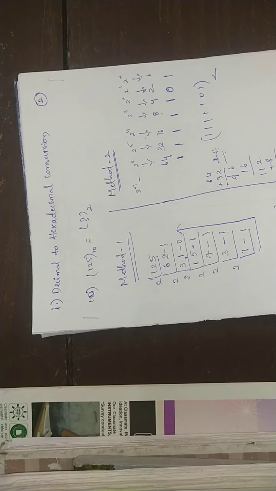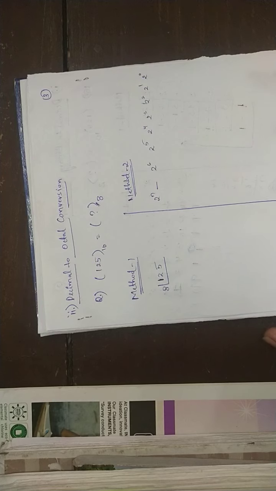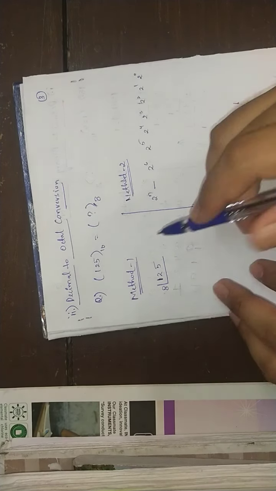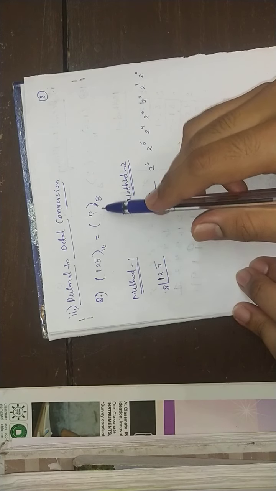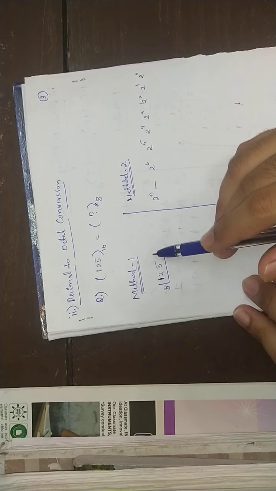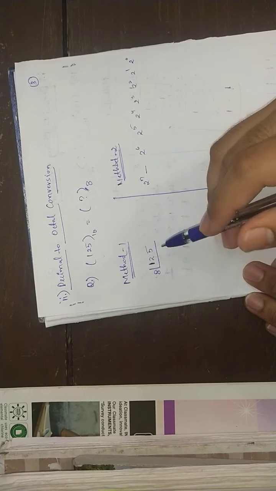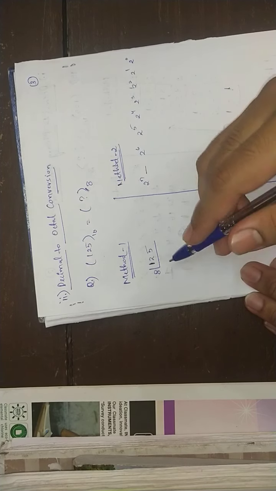Okay, now I am going to explain decimal to octal conversion. And here the same question arises: 125 base 10 is equal to how much in base 8? Now I am going to tell you with method 1. Now I am going to divide 125 by base 8.